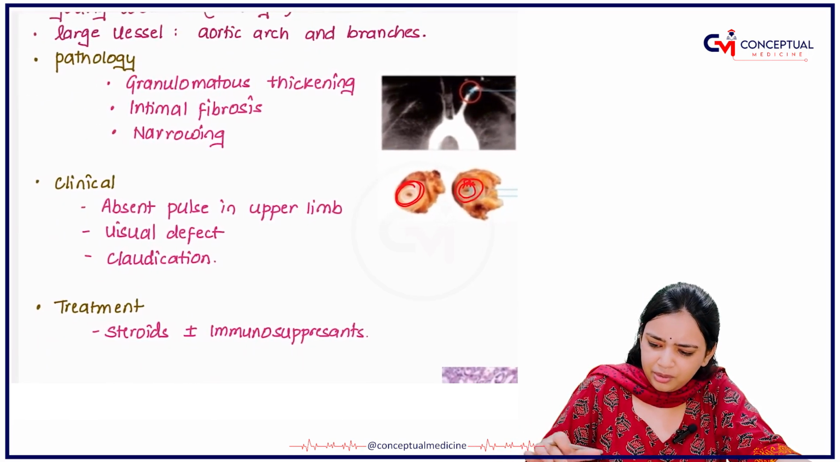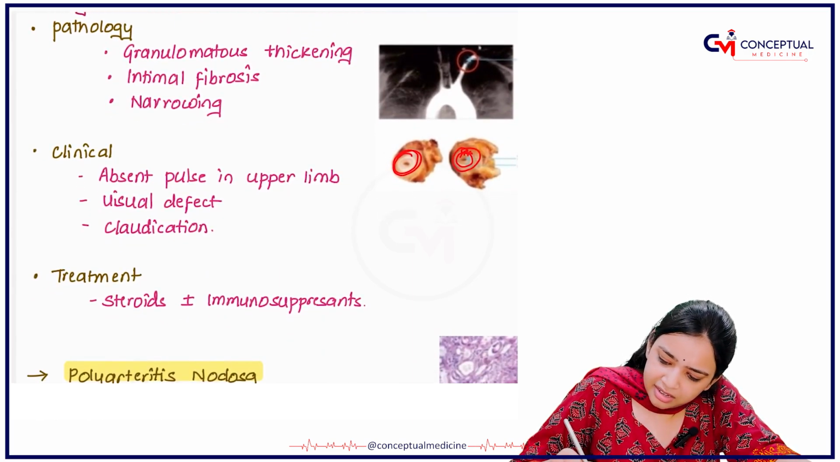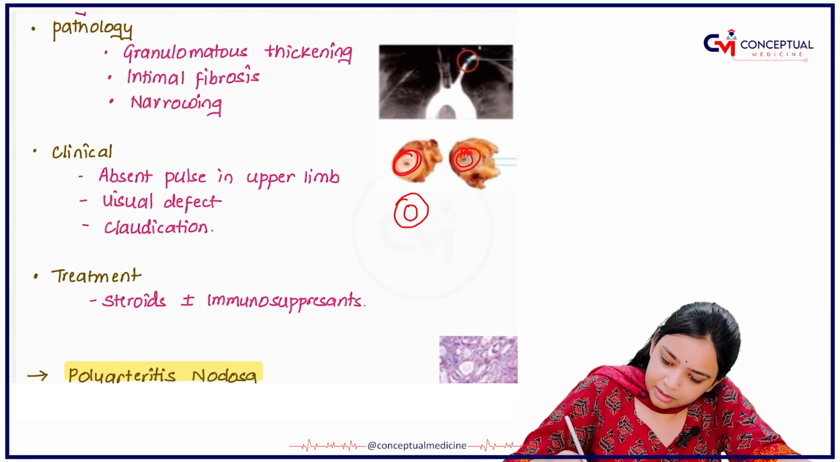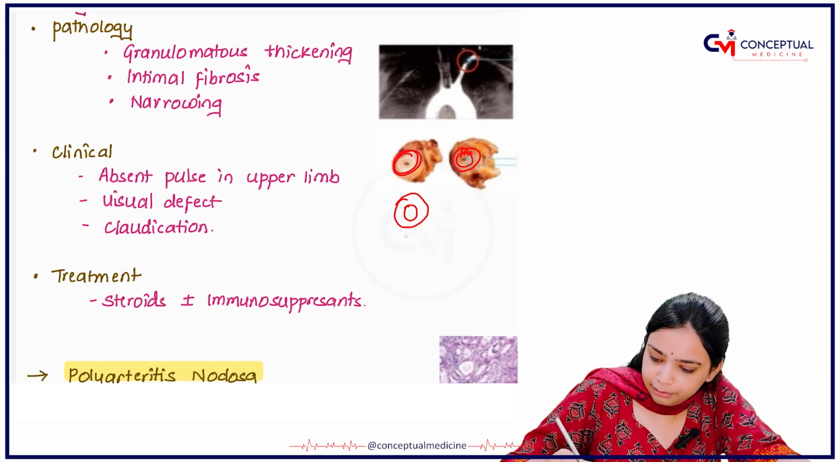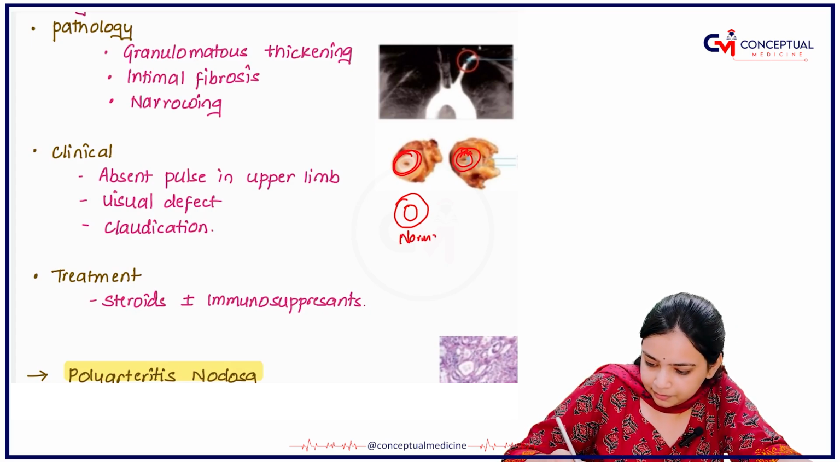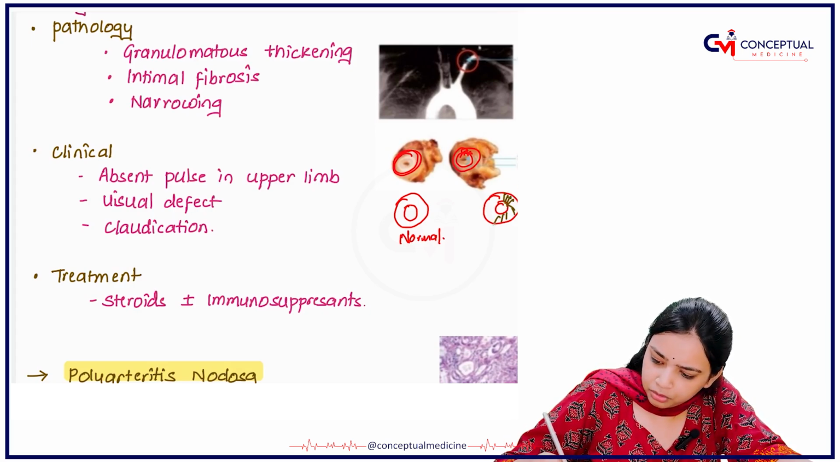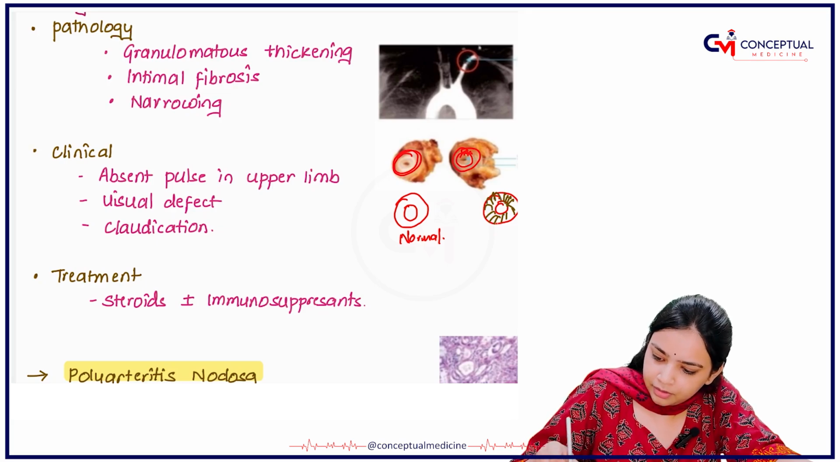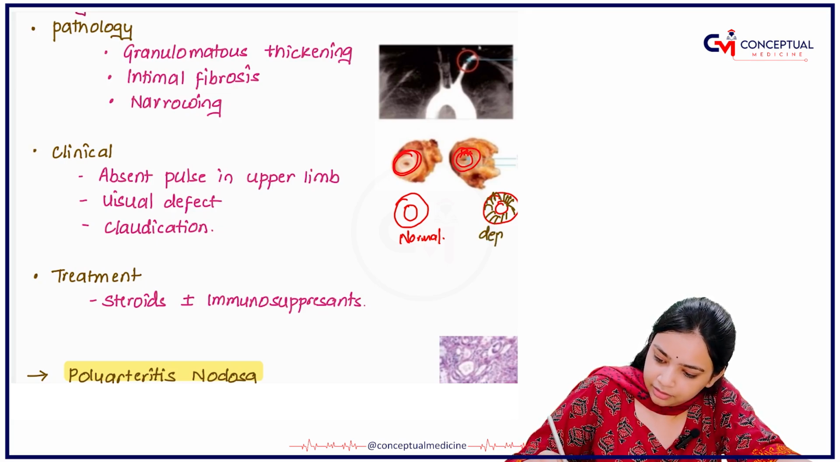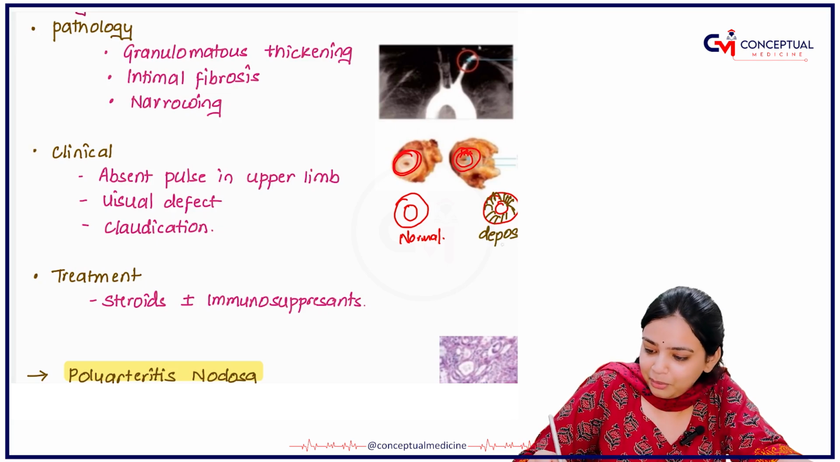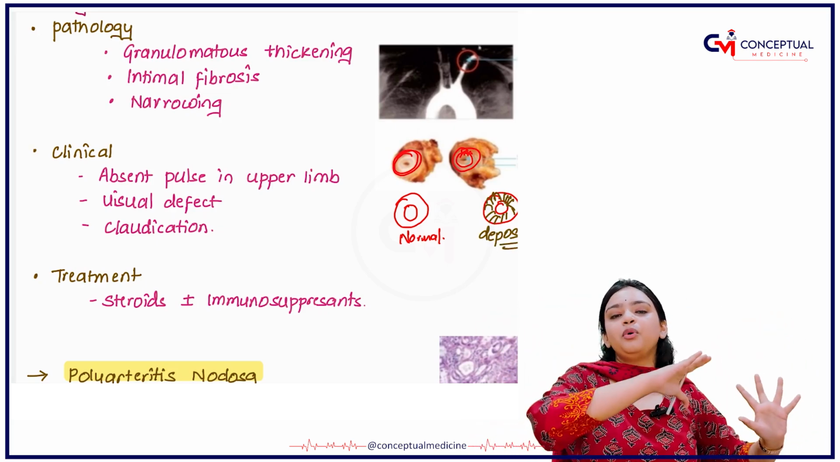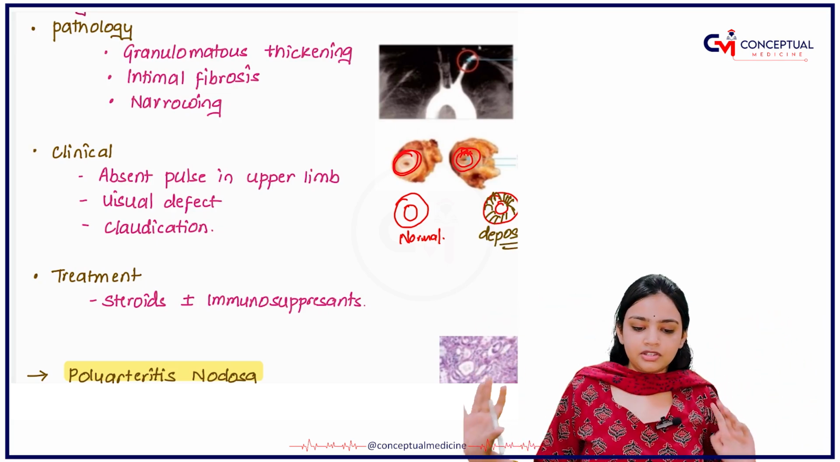I'll draw a figure for you. I guess it's not that clear. This is a blood vessel, right? This is a clean blood vessel. This is a normal one. What will happen here? Here there will be so many deposits. I made a donut, I guess. There will be so many deposits in the blood vessels, right?